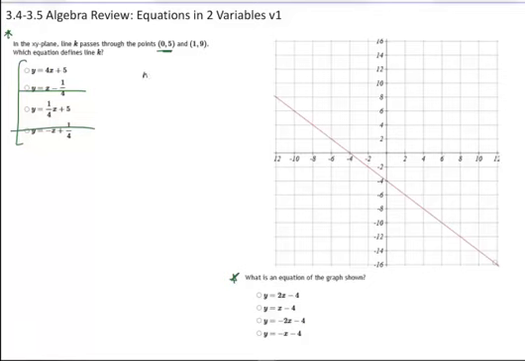Let's calculate the slope here. We take the difference of our y's, so 9 minus 5, over the difference of the corresponding x's, 1 minus 0. And so you get 4 over 1, which is a slope of 4. That would give you your answer choice A, or the first answer choice.